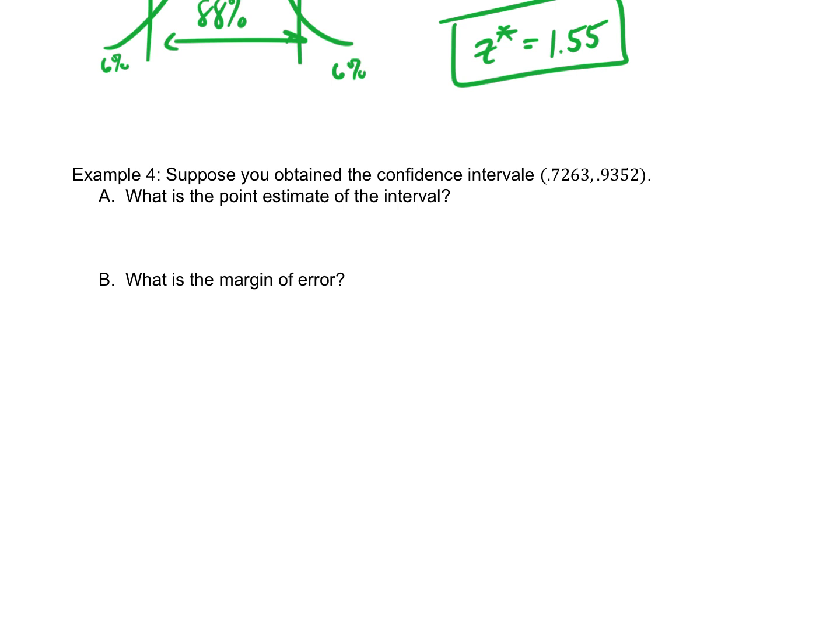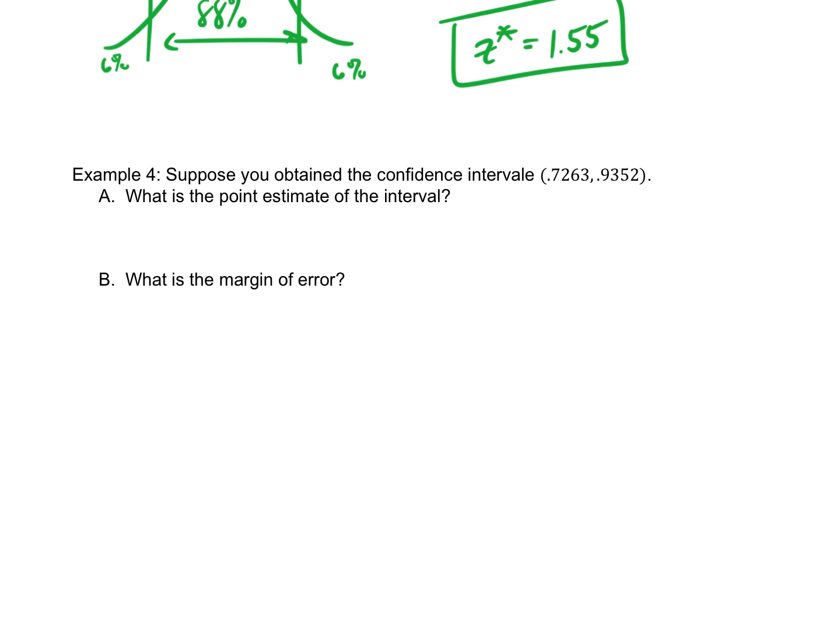All right, suppose you obtain the confidence interval 0.7263, 0.9352. Can you tell me what the point estimate is? And can you tell me the margin of error? You just go for the higher one, right? So what's the point estimate? It's in between. It's in the middle, so find the average. Average of the two numbers.